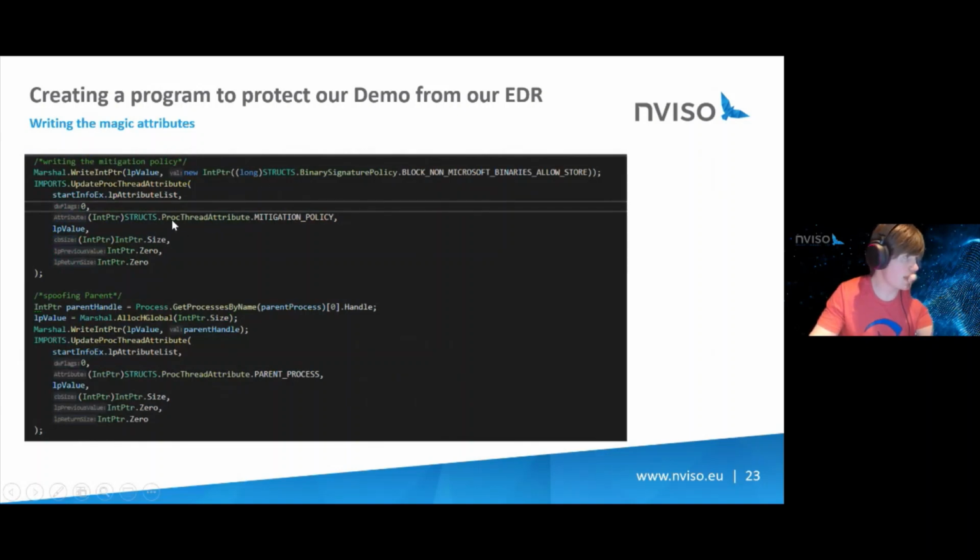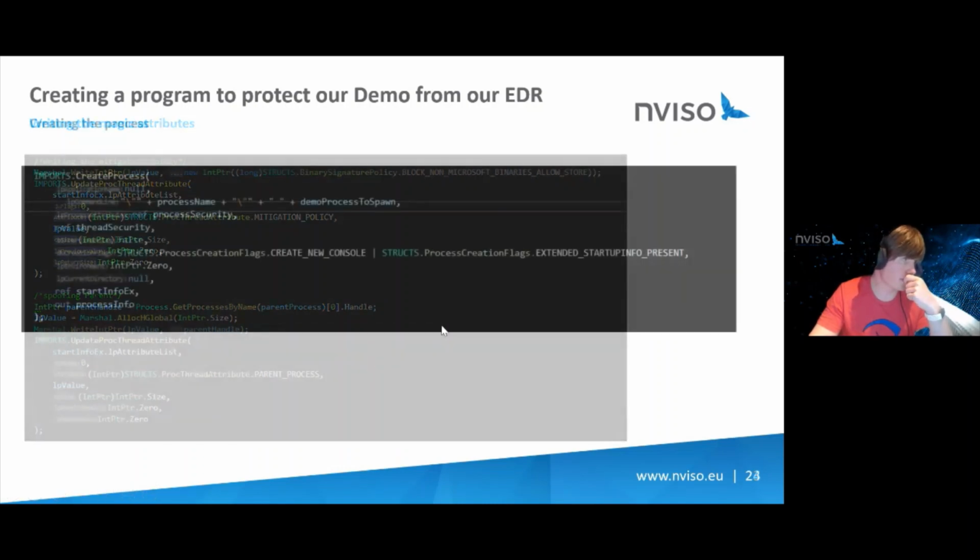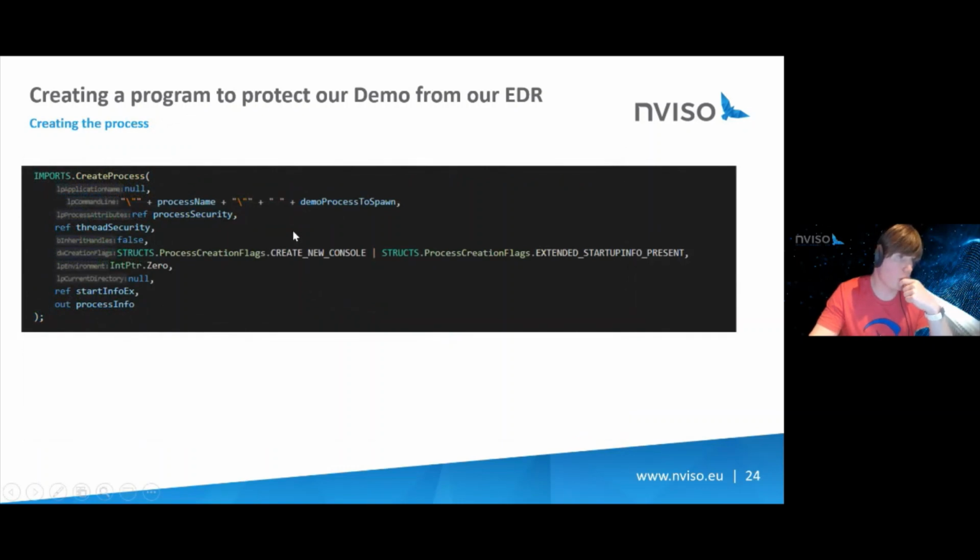As you can see here, I'm using the struct binary signature policy block non-Microsoft binaries allow store. That's the one that I showed you on the slide as well. And here I'm spoofing the parent. I'm using the parent process flag to specify an arbitrary parent handle. And then I create my process with these flags.